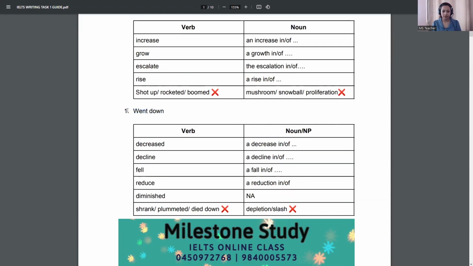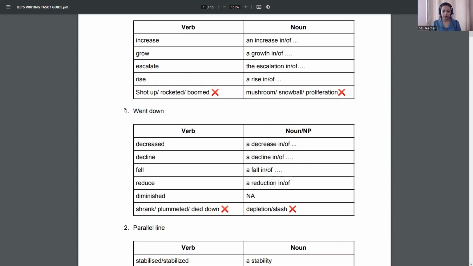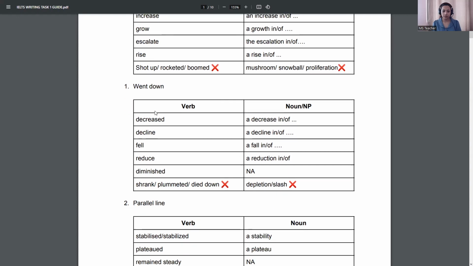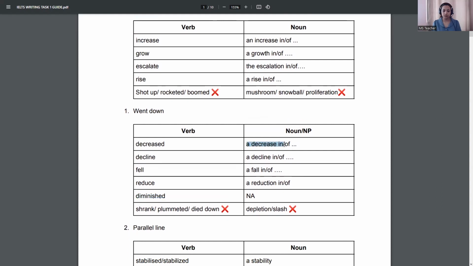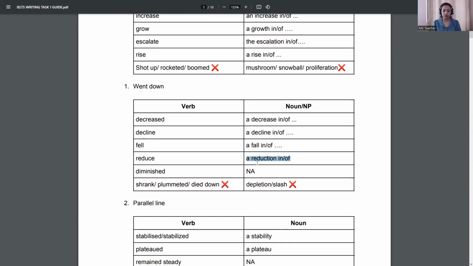For words that you can use to describe graphs that are going down, you can use verbs like decreased, decline, fell, reduce, diminished, and you can also use the noun forms as well. For example, a decrease of, a decline of, a fall of, a reduction of. And there is no noun for diminished.